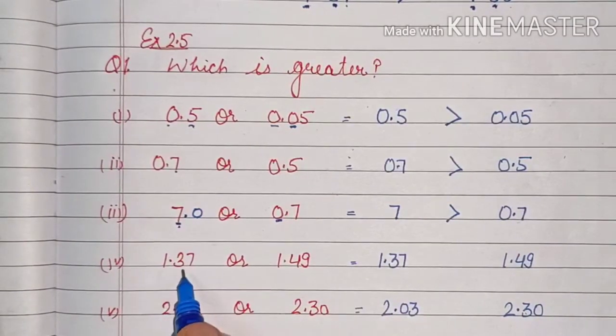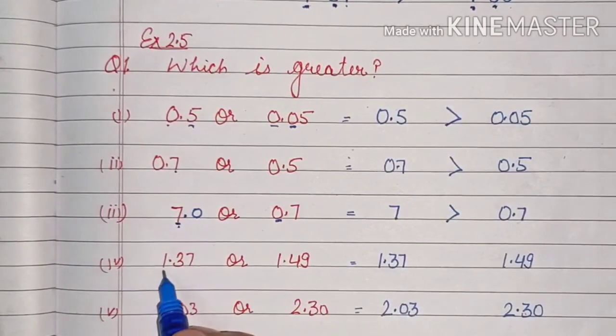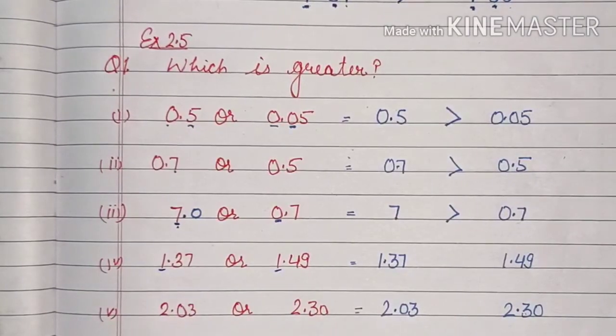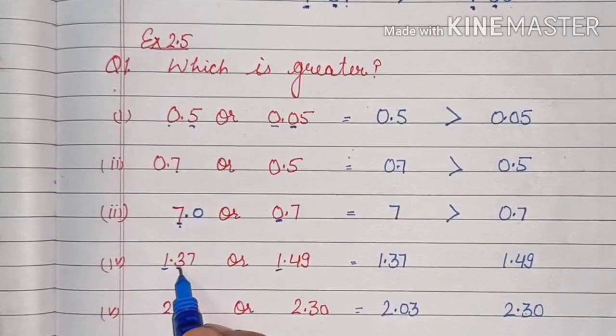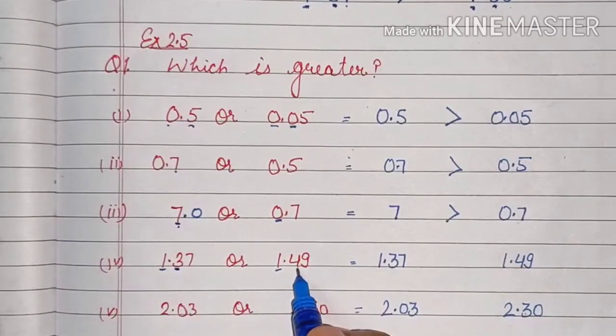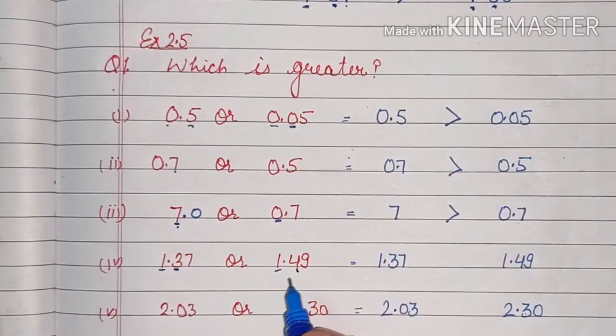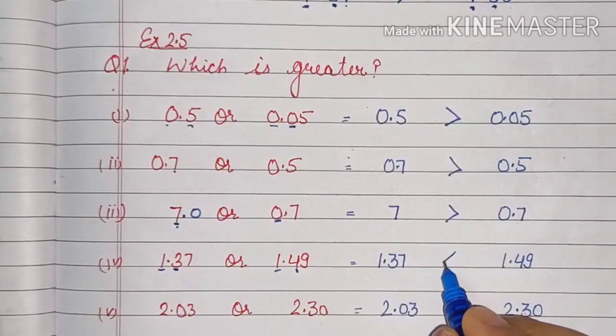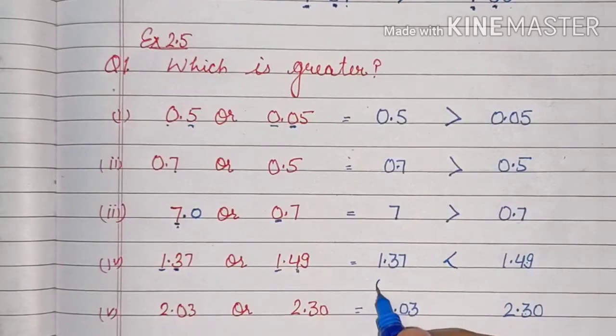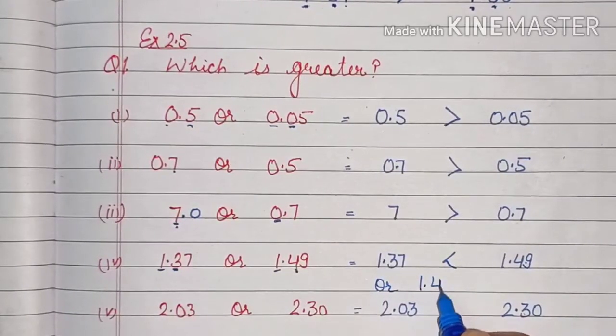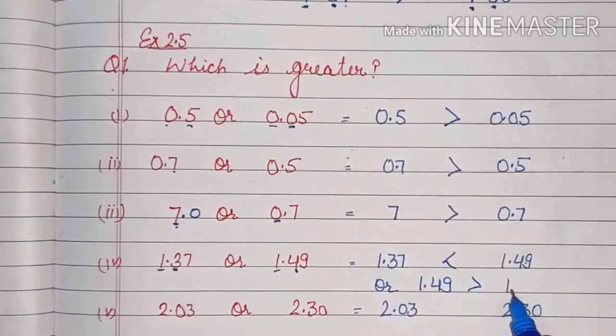Now fourth part, 1.37 or 1.49. First, before the decimal both digits are same, 1 and 1, and after the decimal 3 is at the tenth place and here 4 is at the tenth place. So here this number is greater, it means 1.37 is smaller than 1.49. Here we have to tell which is greater. So we will either write 1.37 is smaller or write it as 1.49 is greater than 1.37.